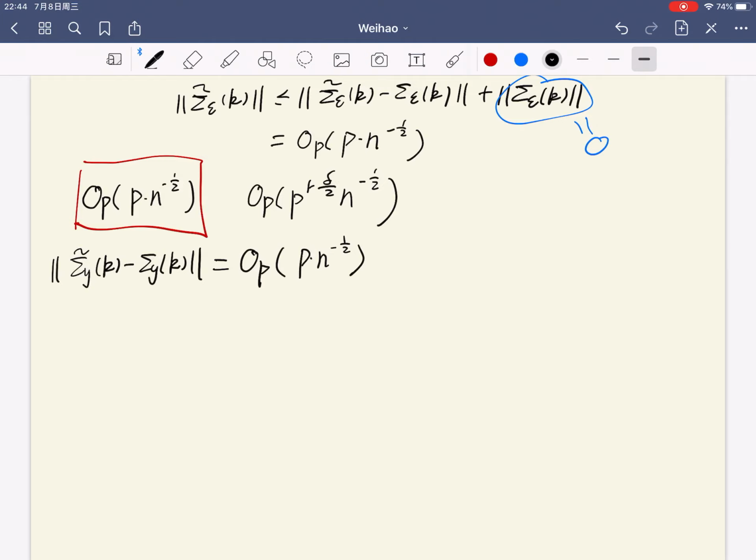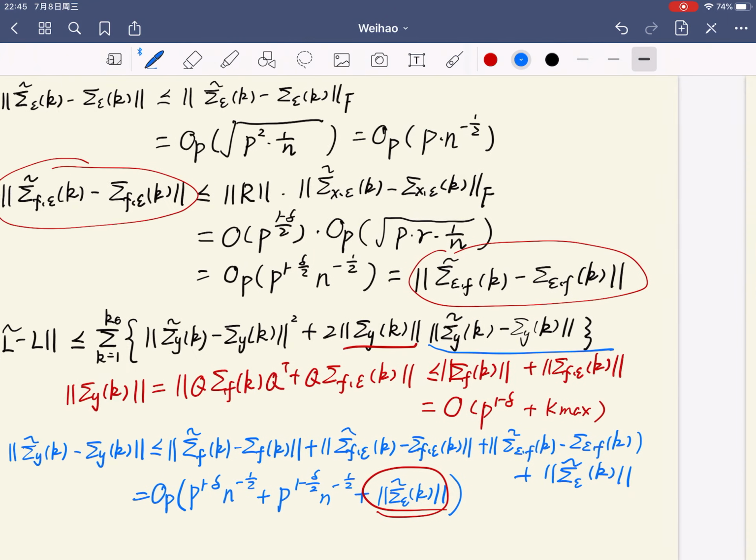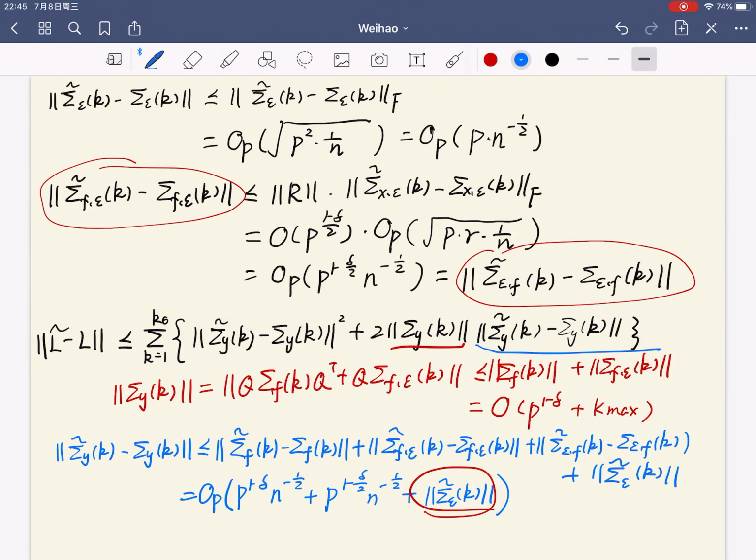Now we can plug in the rate for this one and the rate of this one into this to get the rate for perturbation.